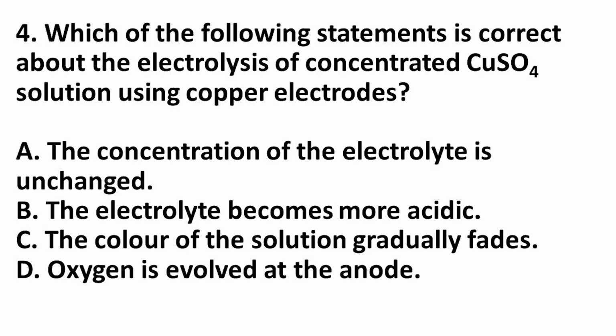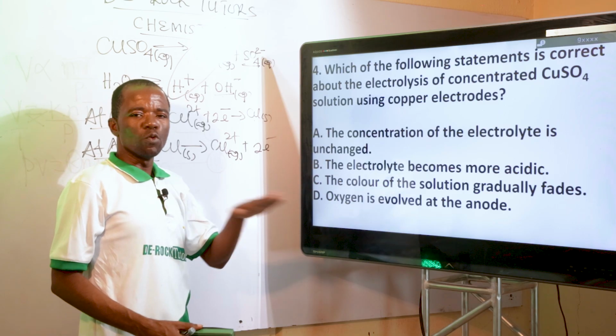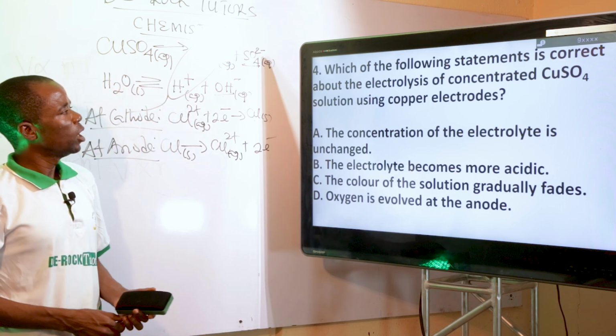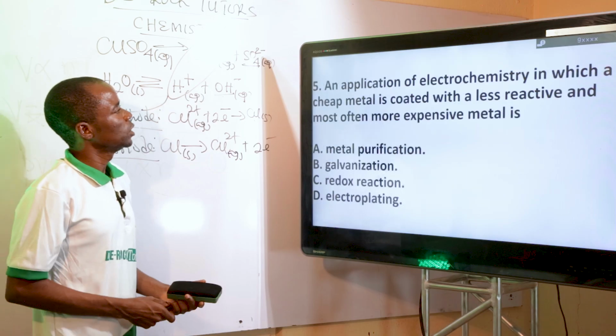So the correct answer here is the concentration of the electrolyte is unchanged, or the blue color of the solution will remain unchanged. So the correct answer for number 4 is definitely option A. Let's go to number 5.